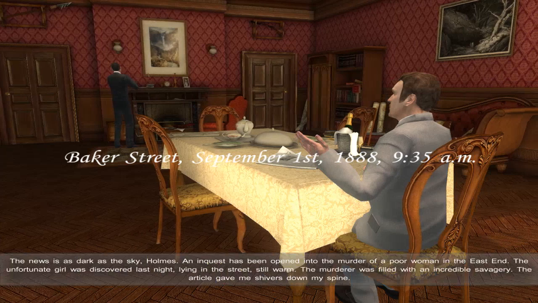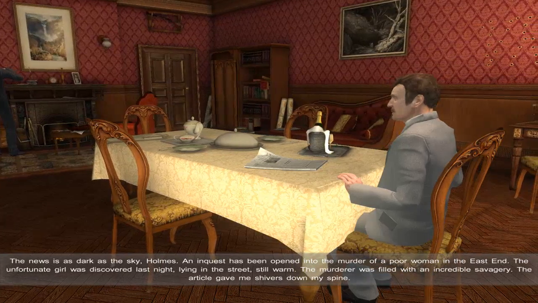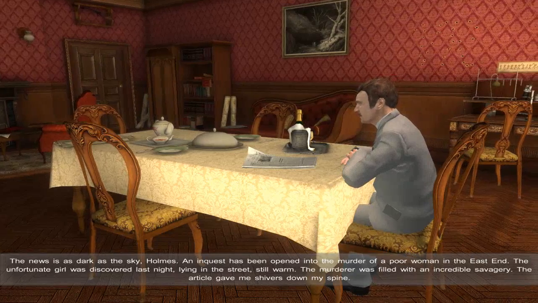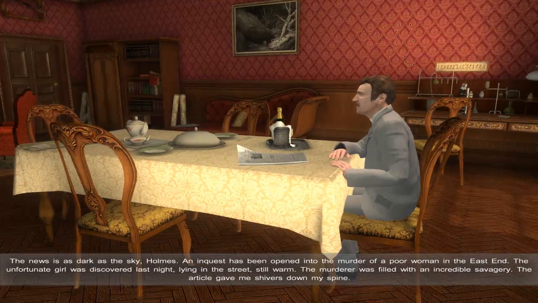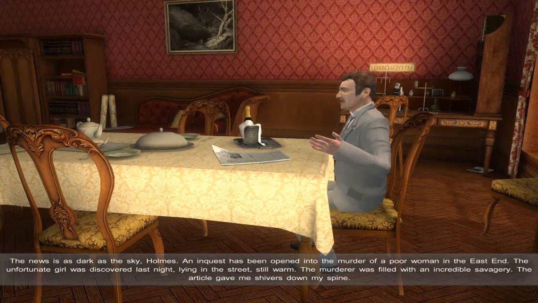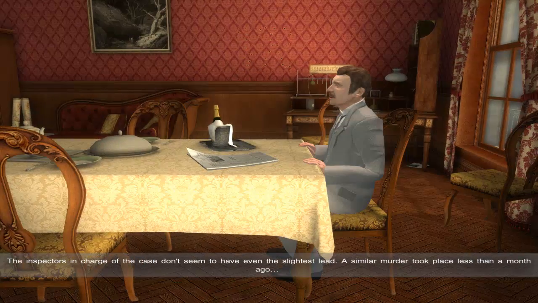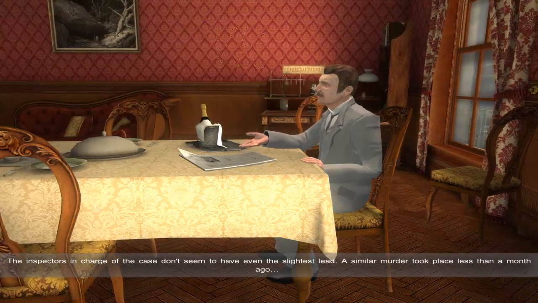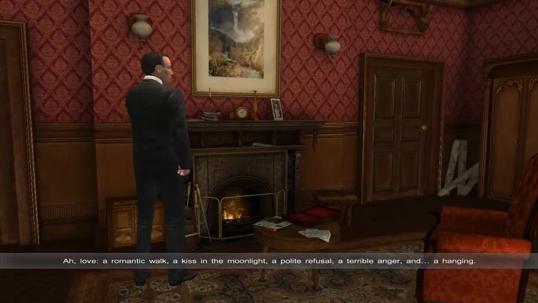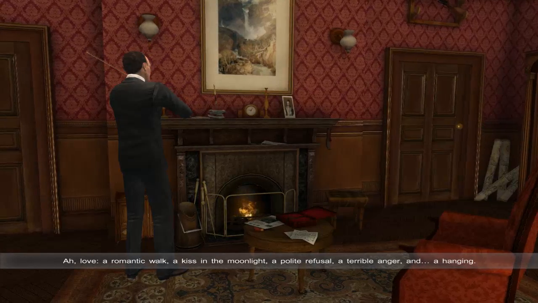The news is as dark as the sky, Holmes. An inquest has been opened into the murder of a poor woman in the East End. The unfortunate girl was discovered last night, lying in the street, still warm. The murderer was filled with an incredible savagery. Oh, the article gave me shivers down my spine. The inspectors in charge of the case don't seem to have even the slightest lead. A similar murder took place less than a month ago. Ah, love. A romantic walk, a kiss in the moonlight, a polite refusal, a terrible anger, and a hanging.